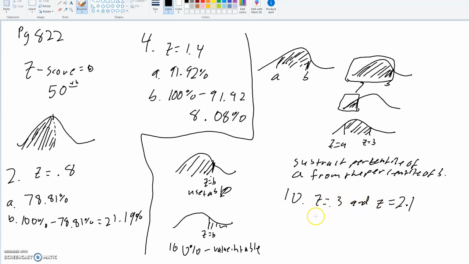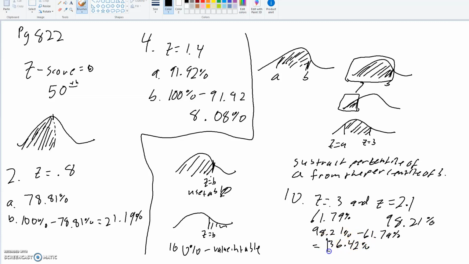So let's start with our 0.3. If we look at our table, we'll see that that's 61.79%. For our 2.1, we'll see that we have 98.21%. So now to find the area that lies between them, we are going to take our 98.21% and subtract 61.79%. When we do that, we end up finding that we have a value of 36.42%.